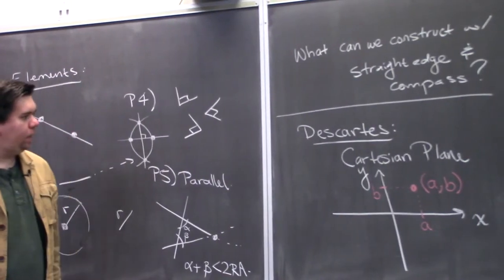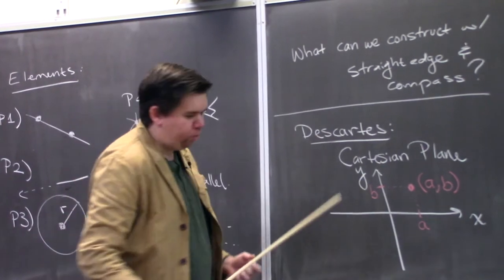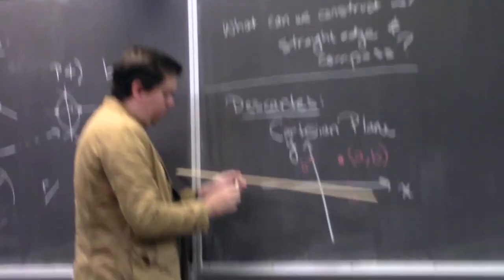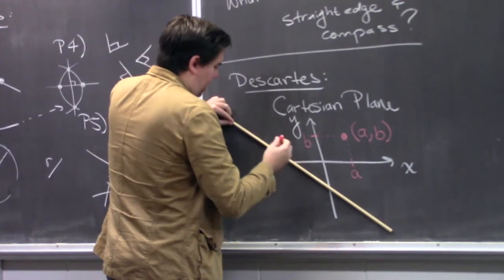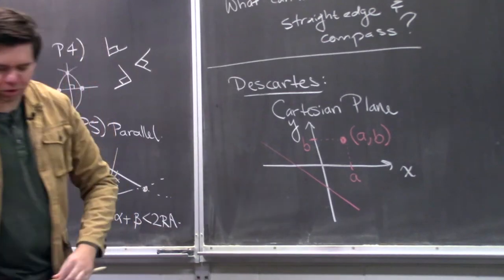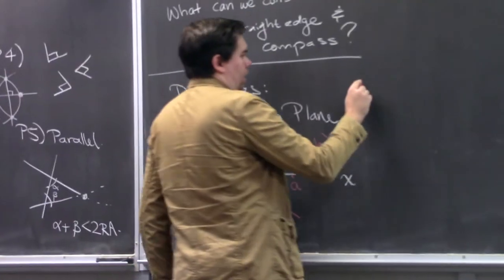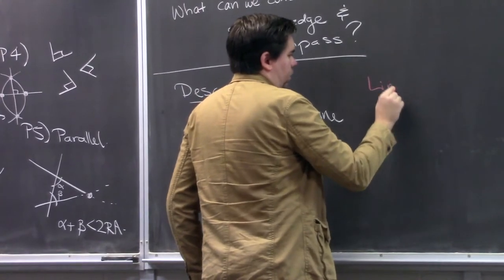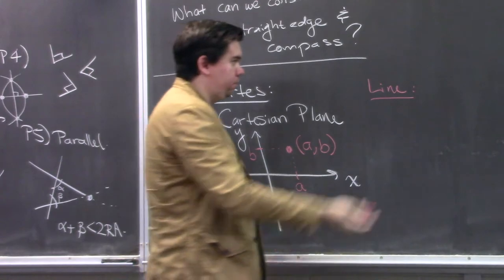Okay. And in the Cartesian plane, you might think, what's going on with drawing straight edges? Well, drawing a straight edge is just using a straight edge to draw some line. We now have another way of thinking about lines in the Cartesian plane. We get equations for a line. This is high school, right? This is like algebra one or pre-algebra.